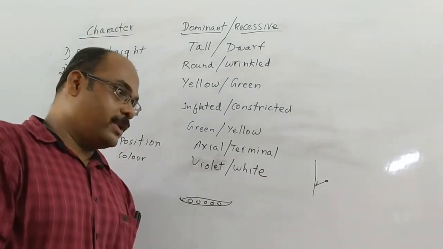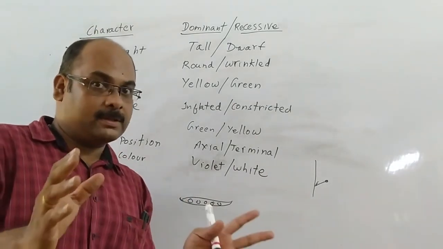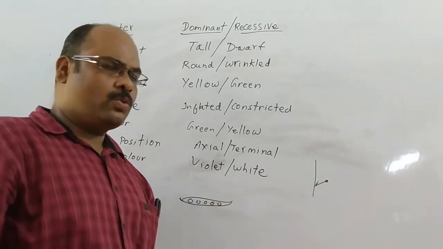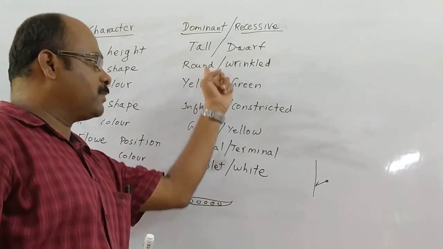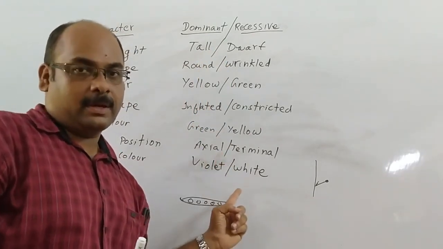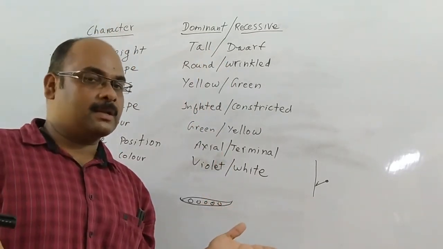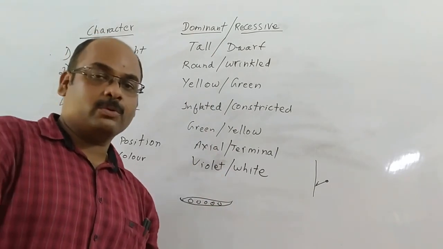But always remember, when you write capital and small letters, they should be easily distinguishable. You can do a monohybrid cross with any of these. Already we did this, and you can try with the other ones. Anyway, you will get the same ratios at last, but you should know how to do the cross.